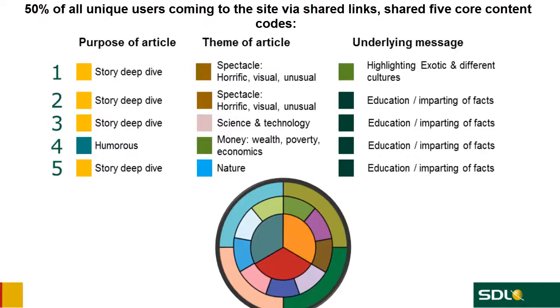So the top article, the purpose of it was to deep dive, it was to give you more information, to tell you more about something. The theme was a spectacle of visual nature, but the underlying message was highlighting something about a different culture. So we now know that that particular article was the one that got shared the most. It might be because of the purpose, the theme, and the underlying message. As you can see, predominantly in the top 5 articles, the story gives you that bit more information. So CNN now know that giving as much information and delving further below the surface of a story is something that people actually like.